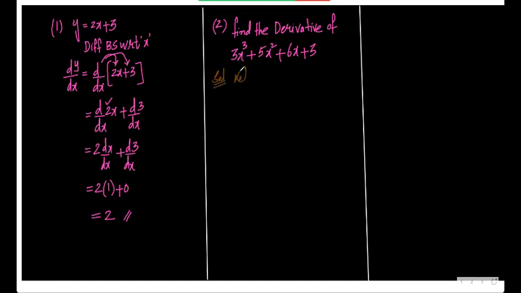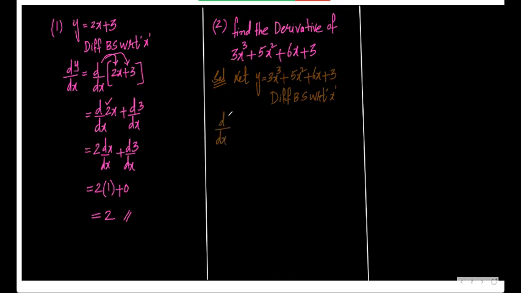Our step number one is: let y is equal to 3x to the power of 3 plus 5x square plus 6x plus 3. Correct? Now we have to differentiate this with respect to x. So mention that differentiate both sides with respect to x. So let us apply d by dx to each and every term.